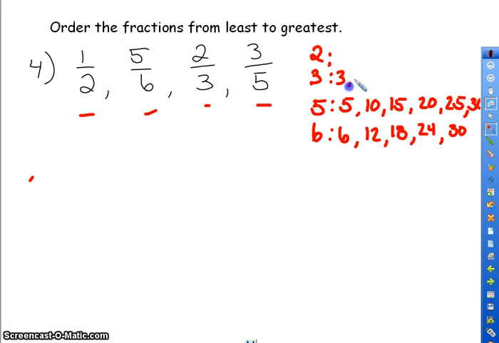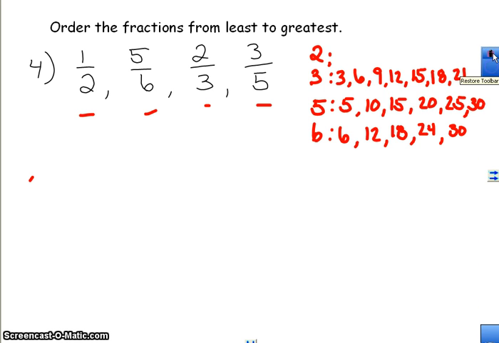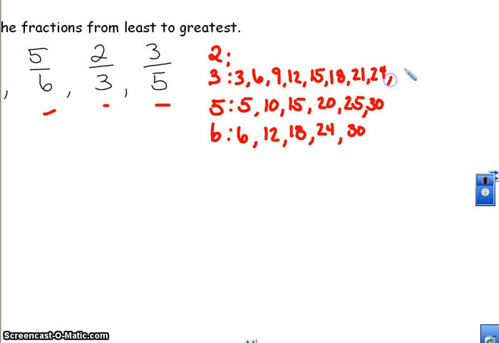3 times 1 is 3. Times 2 is 6. Times 3 is 9. Times 4 is 12. Times 5 is 15. These share the 15 and they share the 12, but it doesn't matter because they all have to have it in common. Times 6 is 18. Times 7 is 21. Times 8 is 24. Keep going this way. Times 9 is 27. And times 10 is 30. So I have 30, 30, 30.